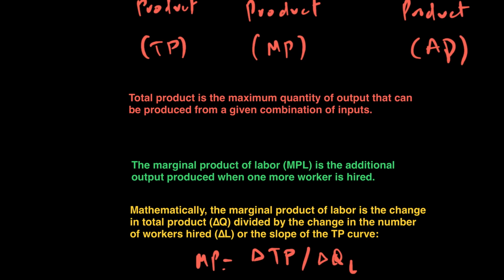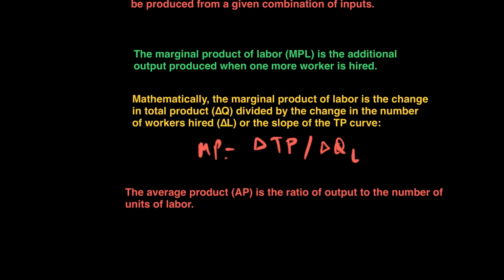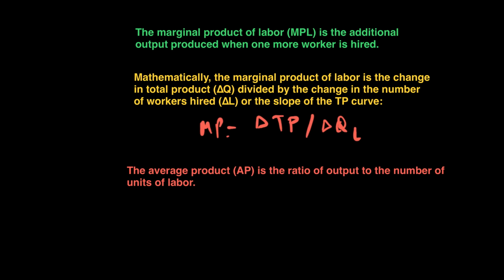Now this brings us to the next concept, which is what we call average product. I'm going to talk about these in diagrams in a little while. Average product for us is simply the ratio of output to the number of units of labor. So in other words, it's TP over Q, which is the output per worker.